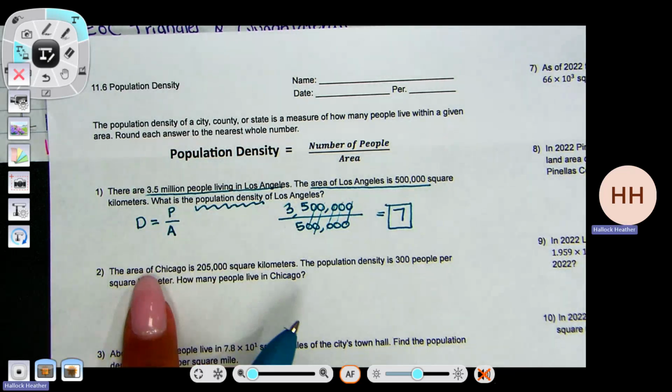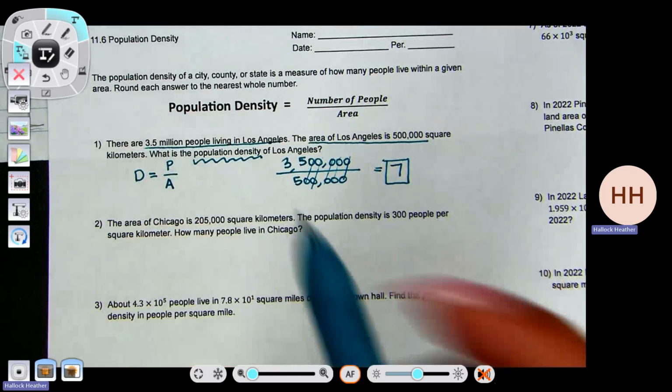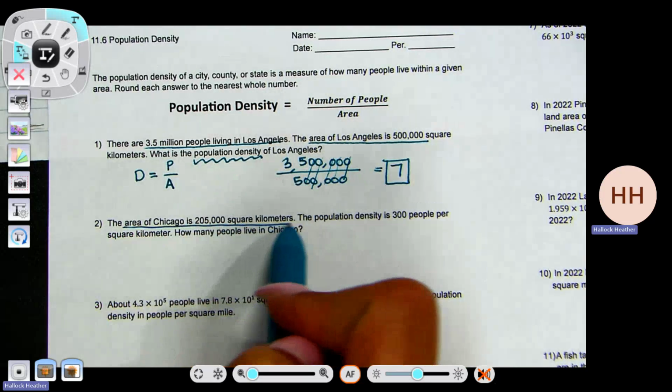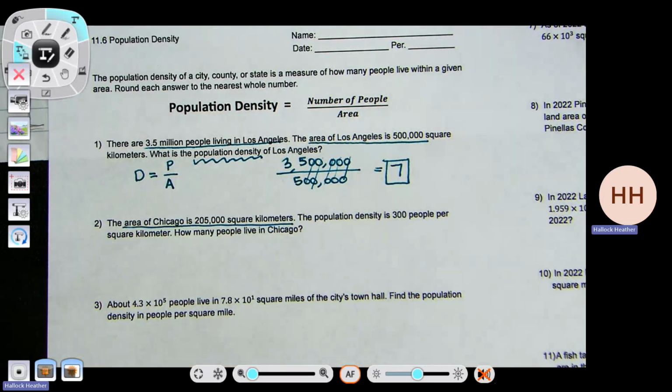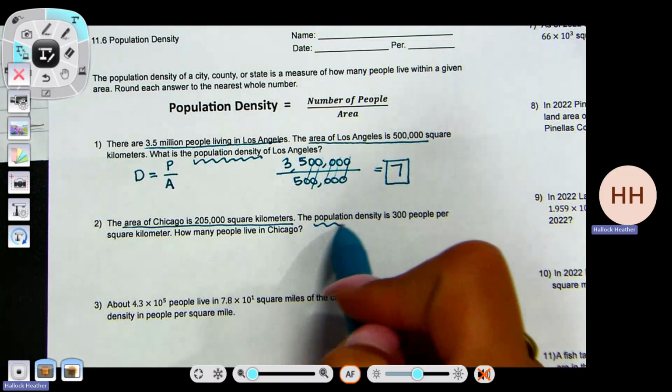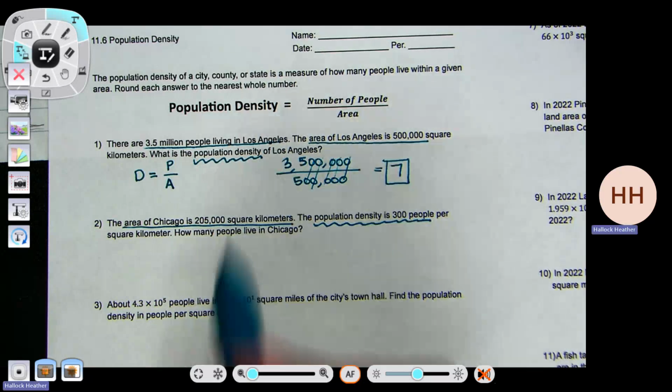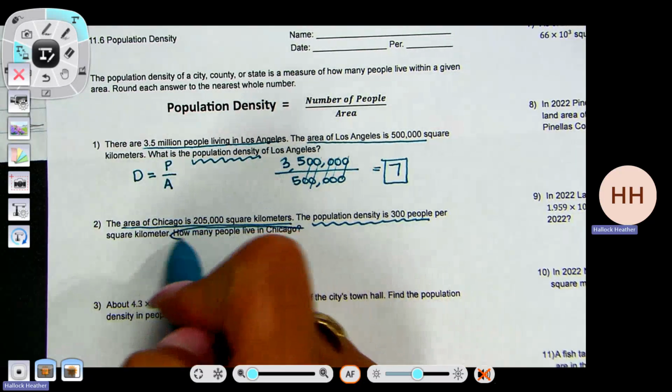Okay. Number 2. It says the area of Chicago is 205,000 square kilometers. So these ones you will have to read. So that's obviously my area. It says the area. That's area. It says the population density is 300 people per square kilometer. I want to know my people. It says how many people live in Chicago.